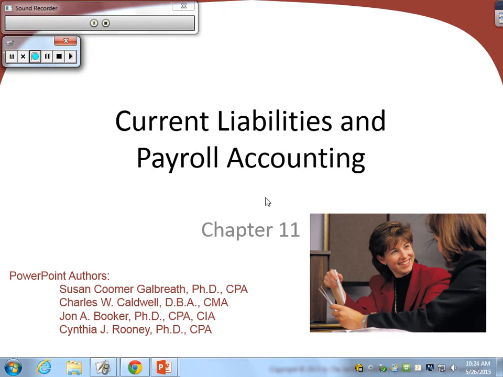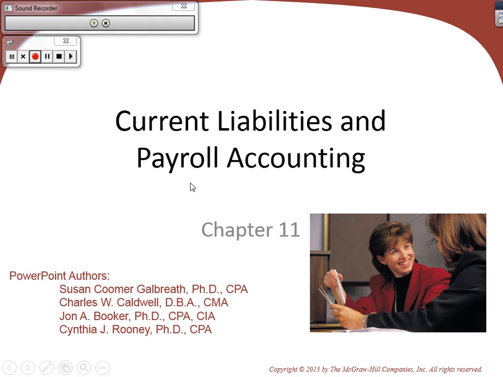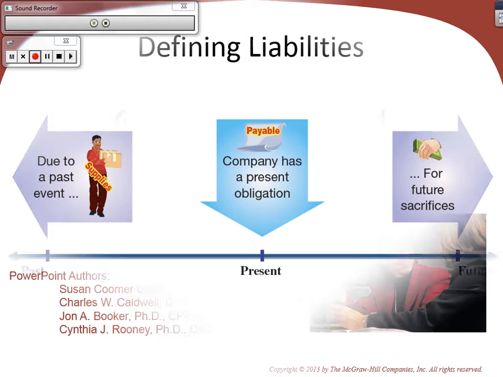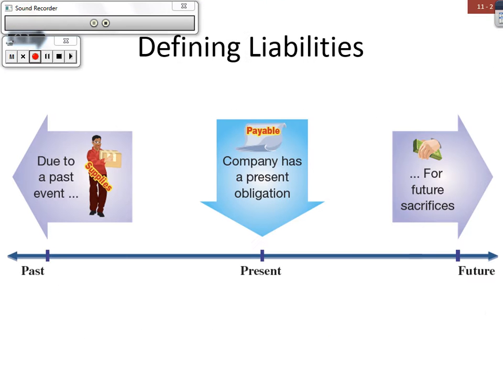Okay, so we're going to start on chapter 11. It's page 438 and 439 in your book. So chapter 11 is about liabilities, current liabilities, and we're going to talk about some payroll stuff as well. So just take some good notes.